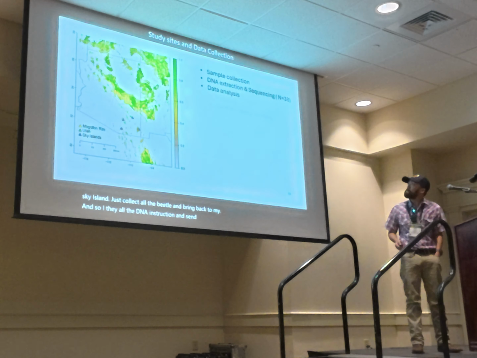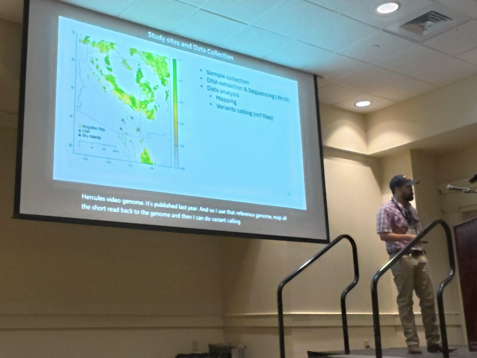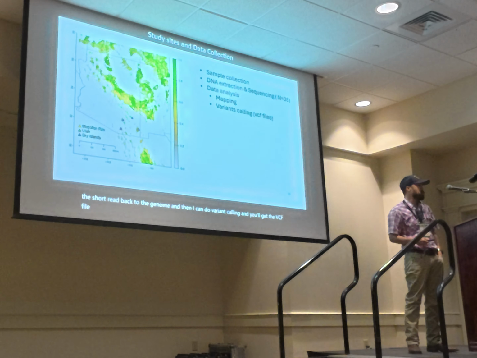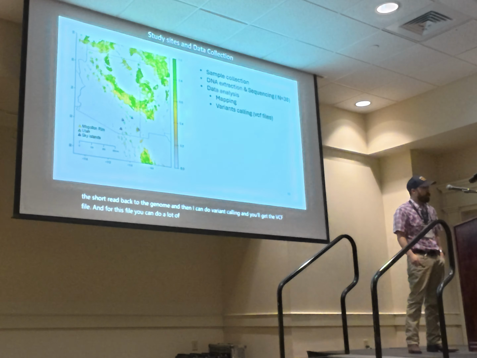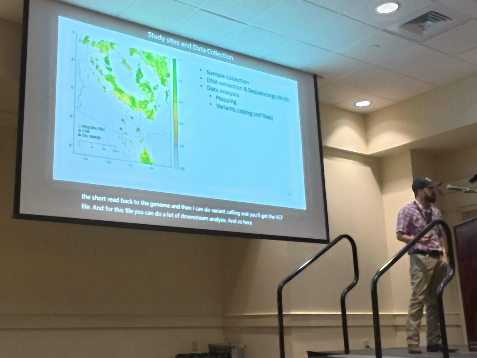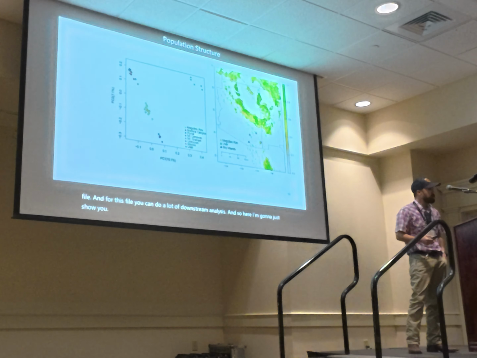JP, Dr. Huang's lab, assembled the Hercules beetle genome. It was published last year. So I used that reference genome and mapped all the short reads back to the genome. Then I can do variant calling and get a VCF file. For this file, you can do a lot of downstream analysis. Here I'm going to show you some of the analysis I did.